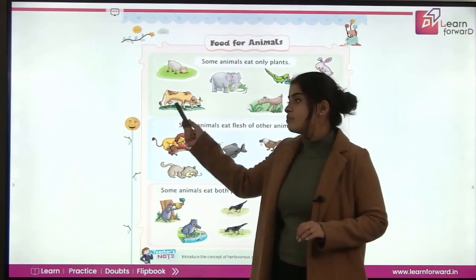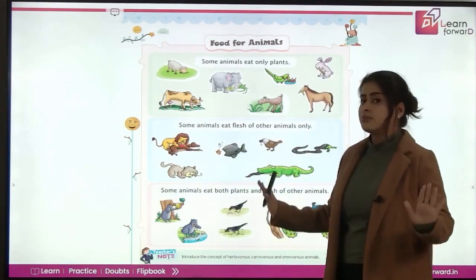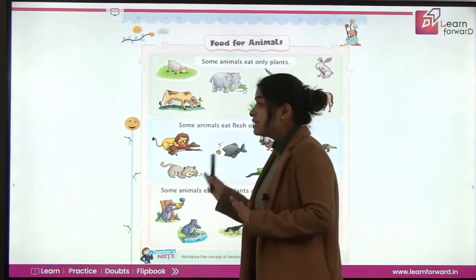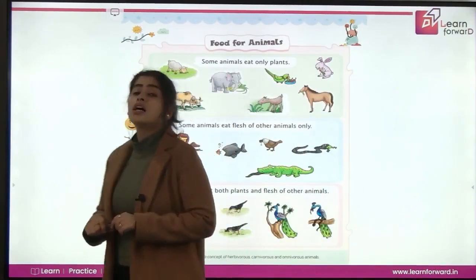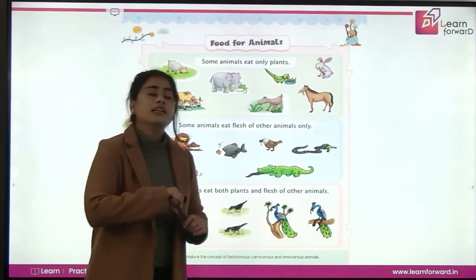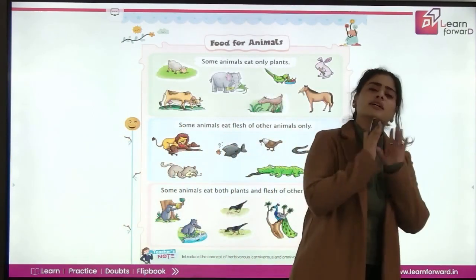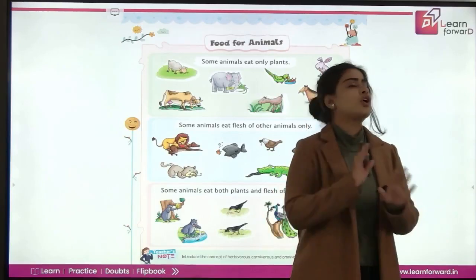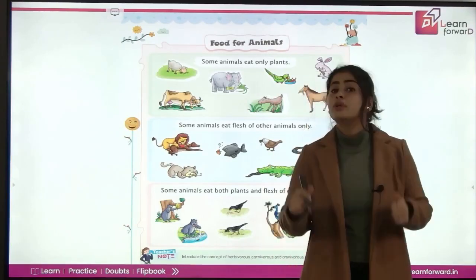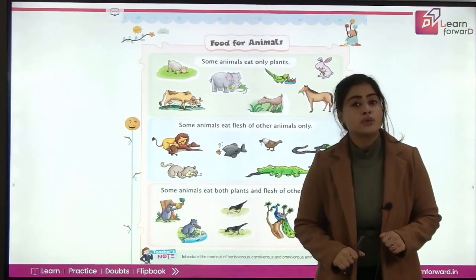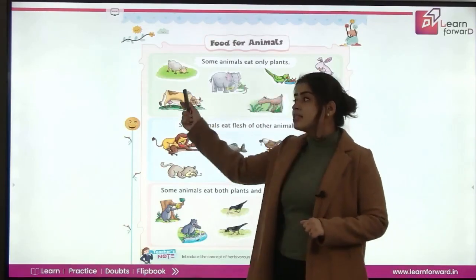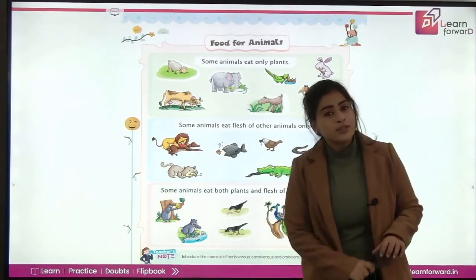These are the animals who only eat plants, and you know these animals are called herbivores. Okay, इन animals को हम बोलते हैं herbivores. जो animals बस plants ही खाते हैं और कुछ नहीं खाते, ठीक है, उन्हें हम बोलते हैं herbivores. Okay, so these animals are called herbivores animals.